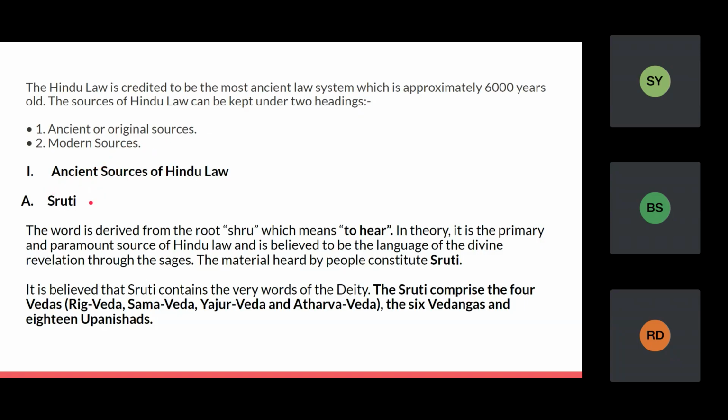The first under ancient sources is Shruti. What is Shruti? It is derived from the Sanskrit term Shru, which means to hear. According to this theory, it is the primary and paramount source of Hindu law and is believed to be the language of the divine revelation through the sages. I told you that the Vedas were those which God themselves told to the sages. Shruti is nothing but that. What the sages heard from God is believed to be included in these Shrutis. So the material heard by the people, the sages and rishis and munis, constitutes Shruti.